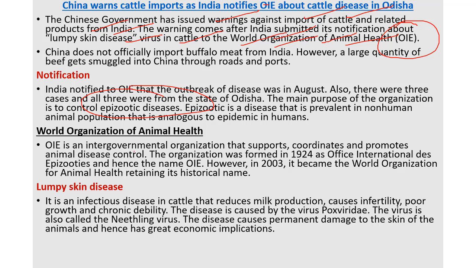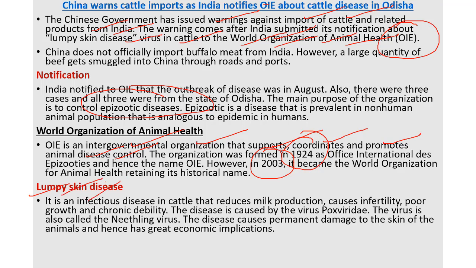This intergovernmental organization supports, coordinates and promotes animal disease control. It was formed in 1924, and in 2003 the name World Organization for Animal Health was given to it.